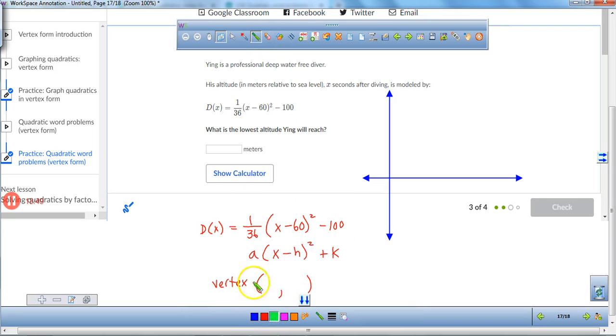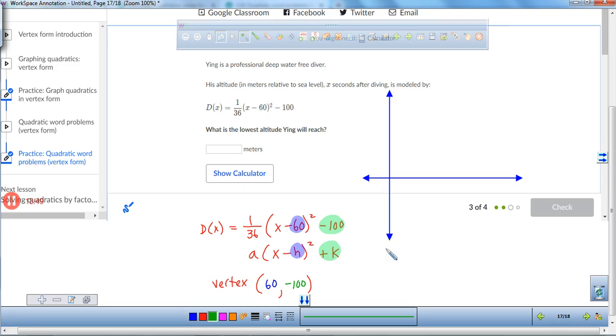Hopefully you can clearly see that right here it says x minus 60, that says x minus h, so the x value of our vertex is the number 60. And the k value of our vertex is negative 100. Now, what does that mean? That means if we drew this graph, we would have to draw a graph that goes way down here because it's going below, and then it'll go back up.